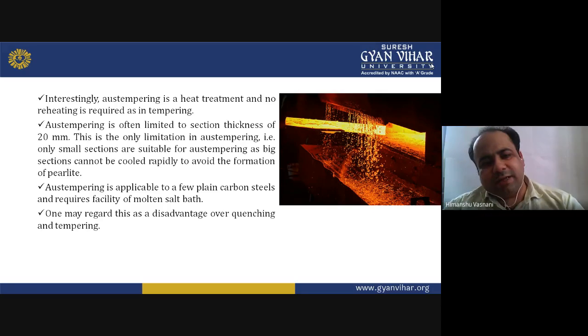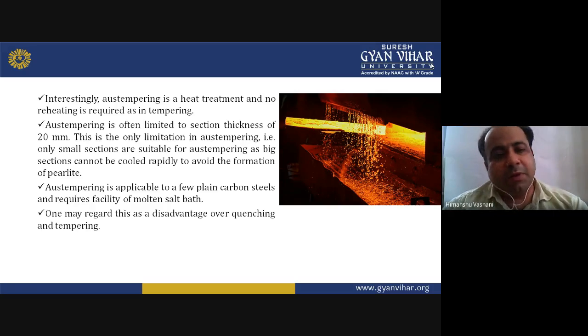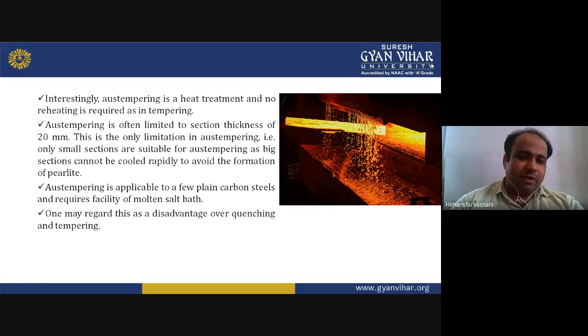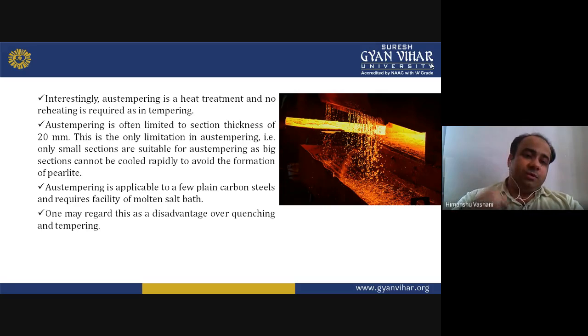One may regard it as a disadvantage over quenching and tempering. But you know, there are some processes, some materials which require a particular application, and to perform that particular application, we require certain properties. So austempering is a process to attain those properties which are required in that particular operation or application. So irrespective of the disadvantage, we can also go with this process depending upon the application.